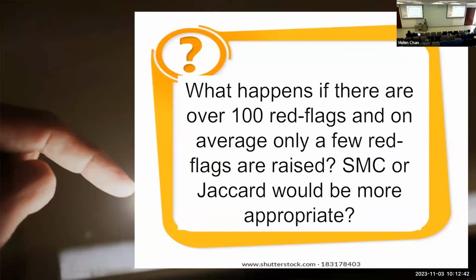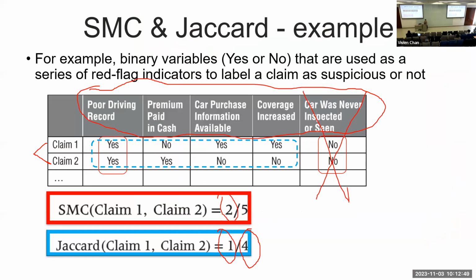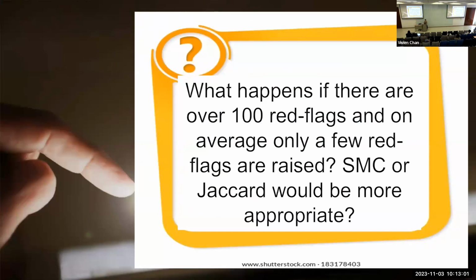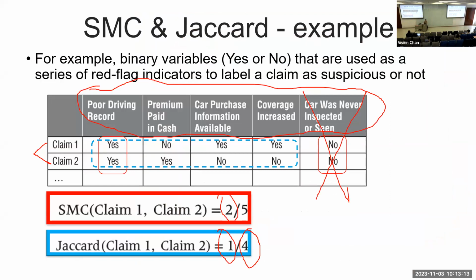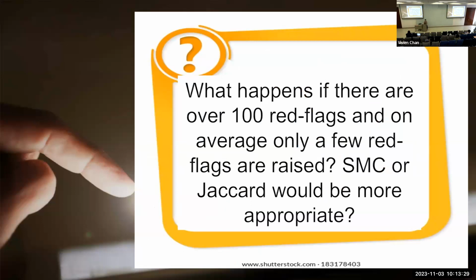So the question is, when you look at these, these are actually the red flags. When the value is equal to yes, it means a red flag. So if you have over 100 red flags, and on average only a few red flags are being raised, that means you have many attributes, over 100, and many of them are no. Most of them are not being raised. In this case, which measure would be more appropriate, the SMC or the Jaccard index?